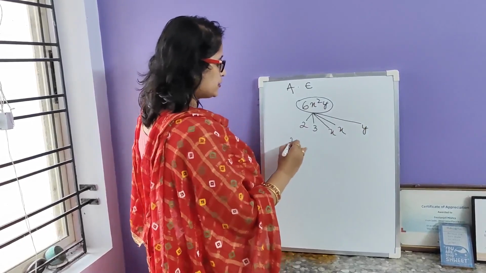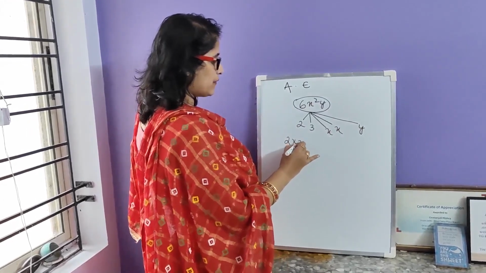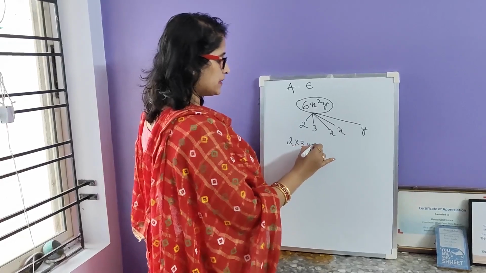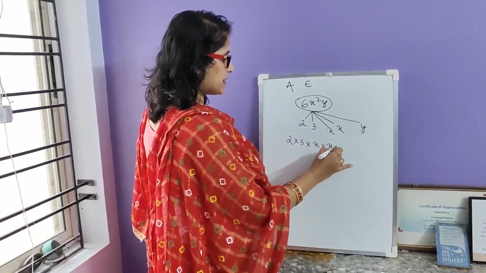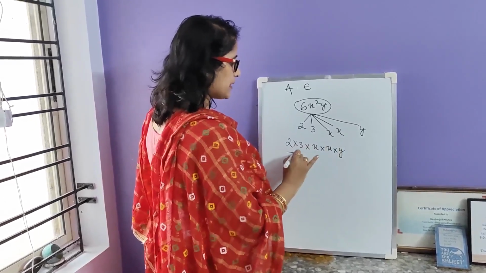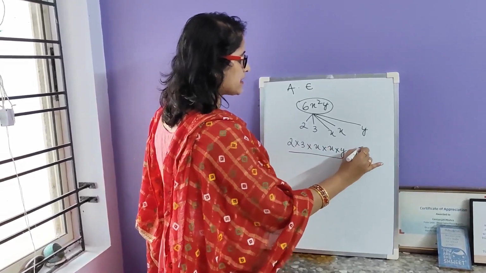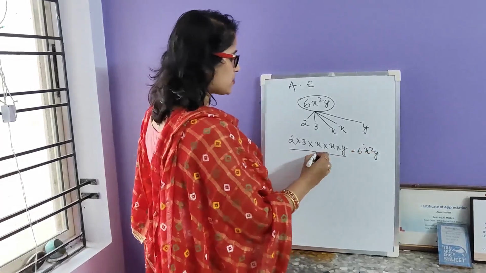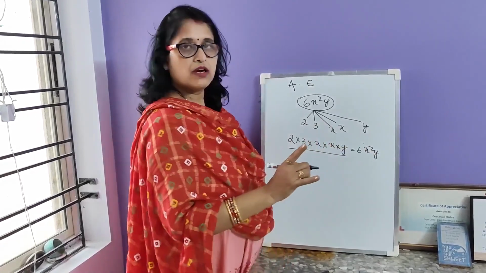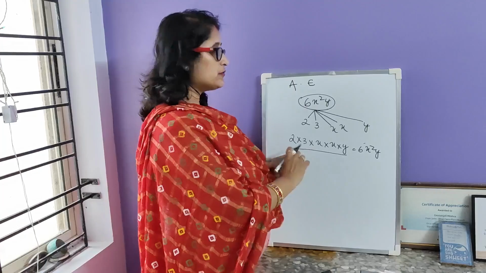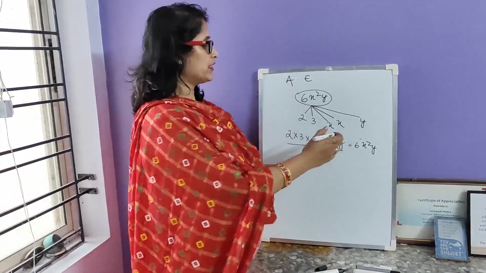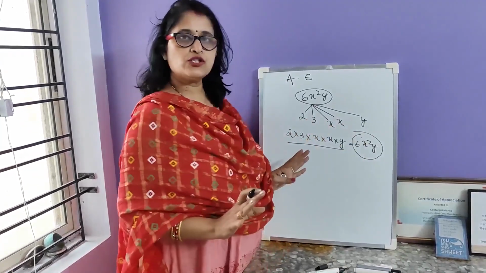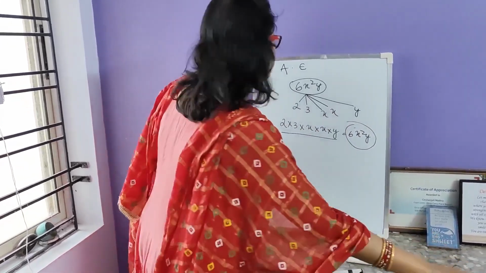So indirectly, when you multiply all the factors, 2 multiply 3 multiply x multiply x multiply y, you will get 6x square y. So these are the factors of 6x square y, and when we multiply these factors, we get the product. Understood? Hope all of you understood properly.